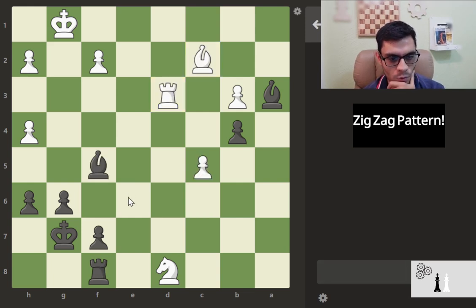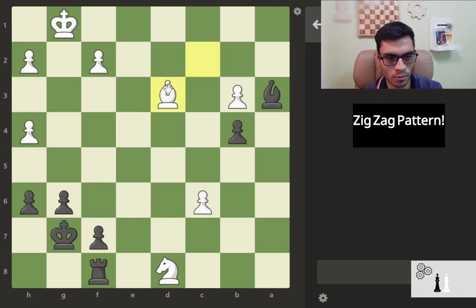This is black to move, and I think it's clear here that we have to take the rook. But I want you to visualize the rest of the puzzle, because that is not the end of it. I don't know if you can see the full solution. I will give you some time to think.